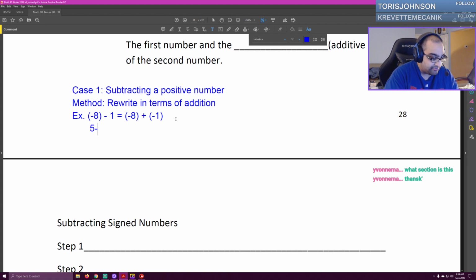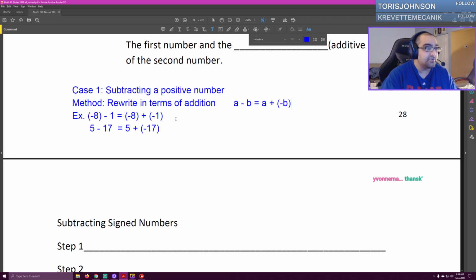Let's say I had 5 minus 17. Well, I could rewrite that as 5 plus -17. Again, how do we want to write this? We just take that number. If we have a minus b, then the same thing can be written as a plus -b, regardless of whatever those two numbers are for a and b. Then you could put it into a context that you can understand, and then put them together without too much trouble. So that's the first case, where we're subtracting a positive number.